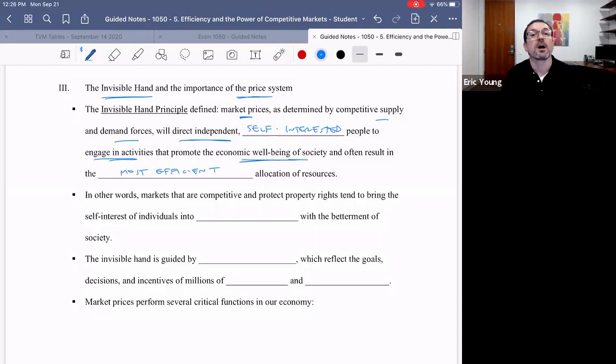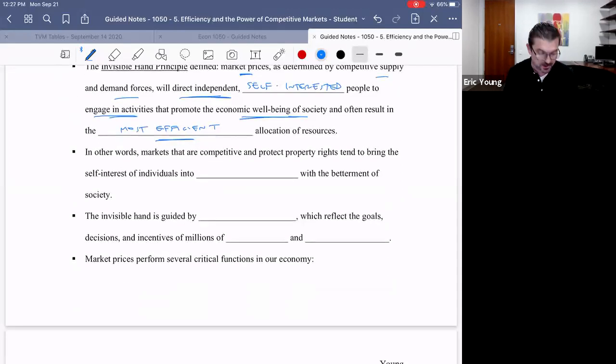The market system will align personal self-interest with society's general interest. The actions of independent people will lead not just to well-being, but critically to the most efficient allocation of resources. In other words, markets that are competitive and that protect property rights will tend to bring the self-interest of individual buyers and sellers into alignment with the betterment of society. That's a really deep thing when you really think about it.